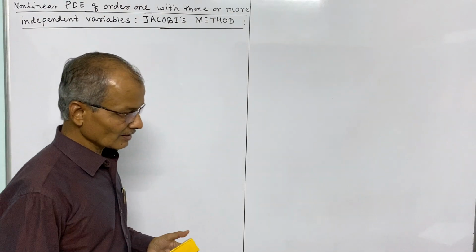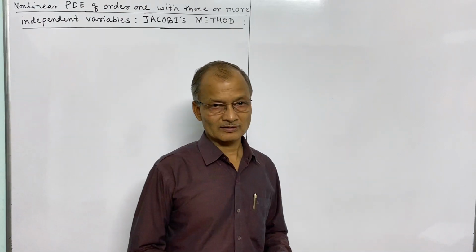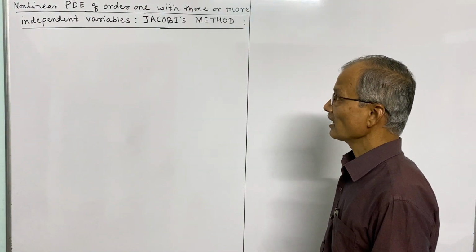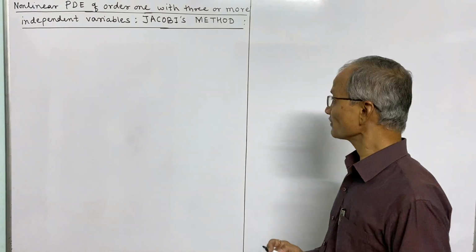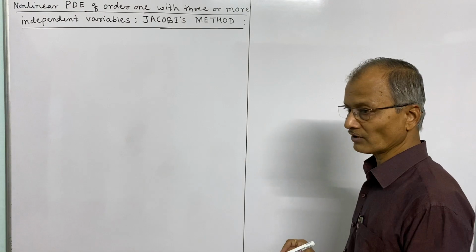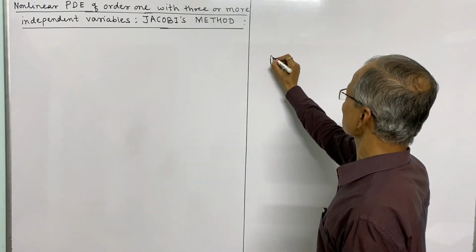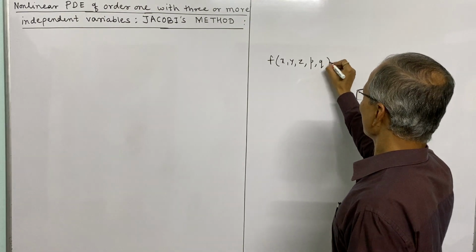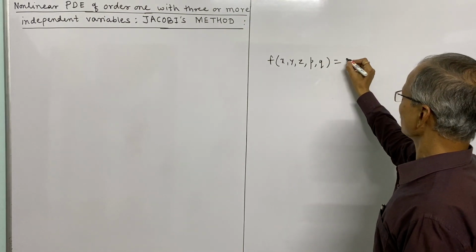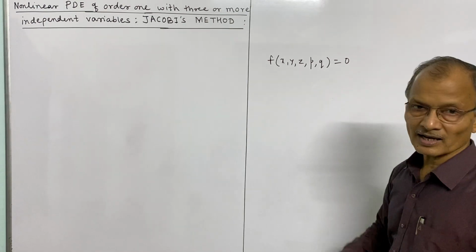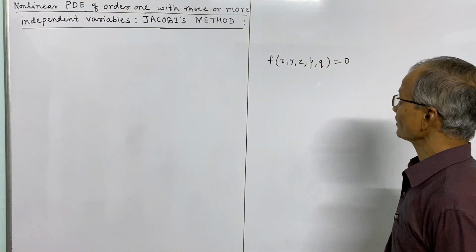We are studying nonlinear partial differential equations of order 1. Last time we studied Jacobi's method, a general method to solve nonlinear PDEs of order 1. Jacobi's method involves equations having two independent variables and one dependent variable, that means equations of the type F(x, y, z, p, q) = 0, where x and y are independent variables and z is the dependent variable.